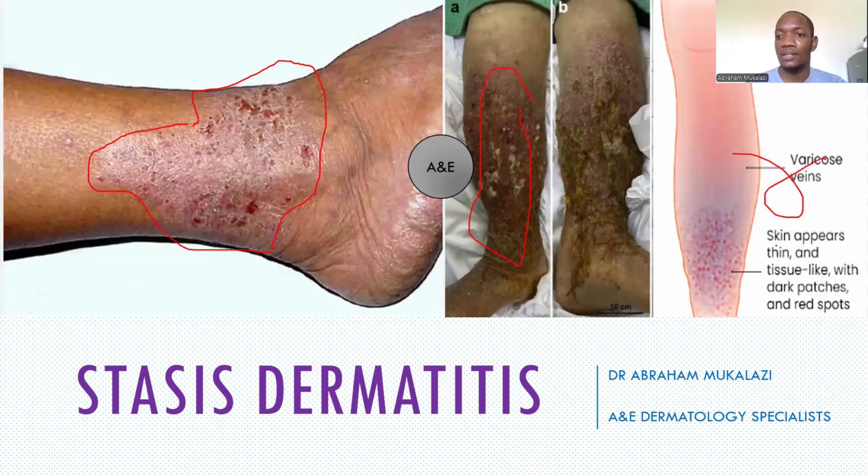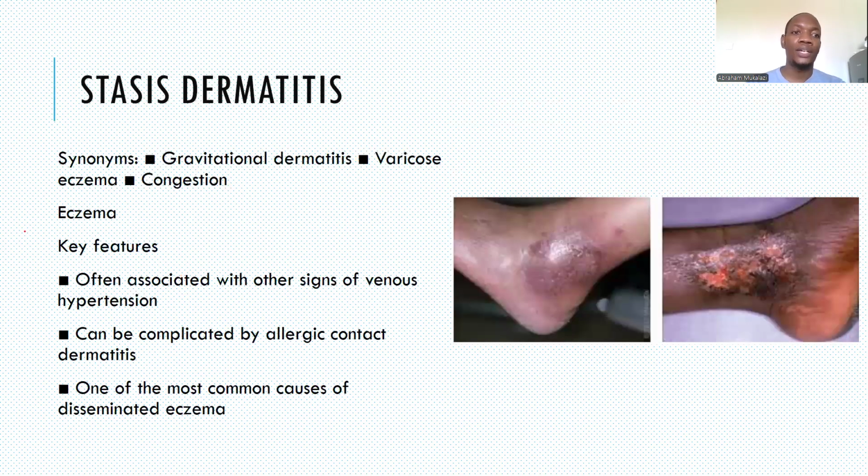varicose veins with skin that appears thin, tissue-like, and with dark patches and red spots. So this is what we call stasis dermatitis, and we're going to explain how it comes about, the different causes, and how we manage it. It has different names. It has been called gravitational dermatitis, varicose eczema, as well as congestion eczema.